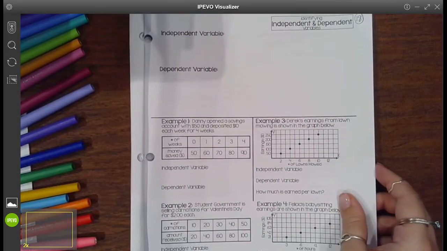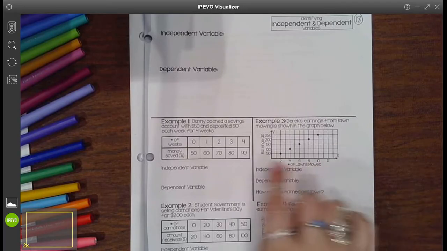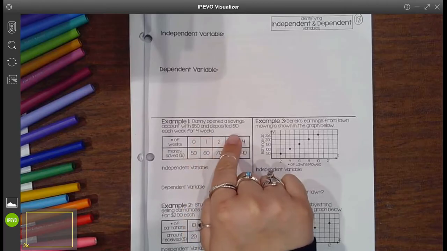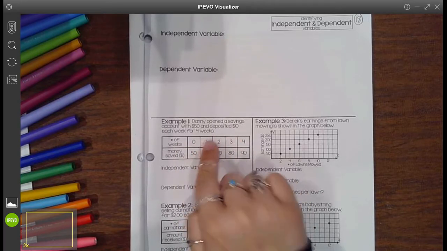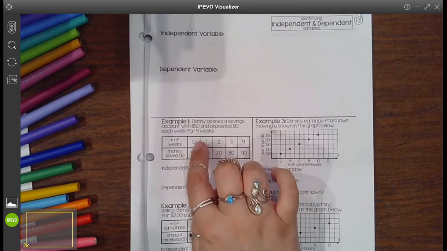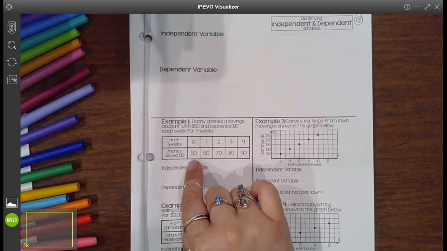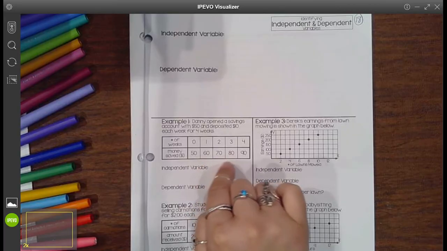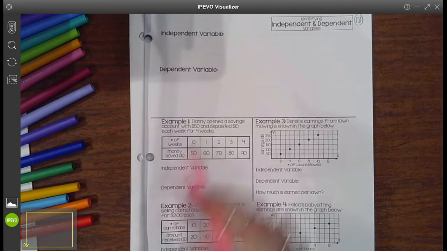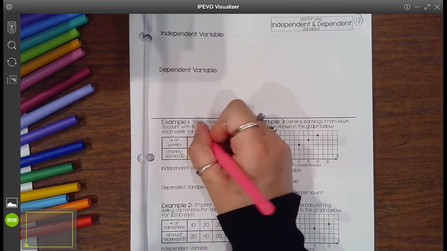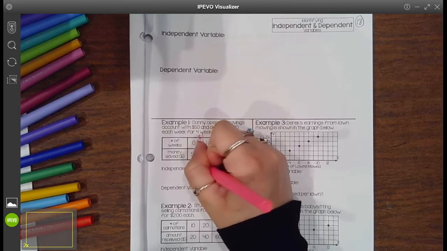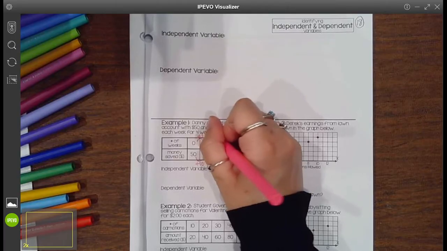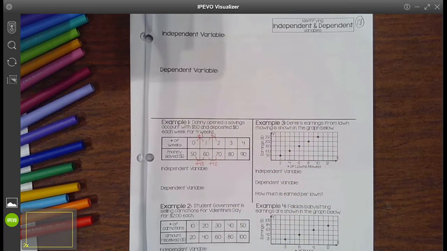So for the first one, example one, they say, Danny opened a savings account with $50 and deposited $10 each week for 4 weeks. And then they gave me a little table. So at the start, he had $50 because that's how much he put in. Then each week after that, it increases by 10, right? So as 1 week goes by, it increases by $10 each time you go up another week, in case you were asked to complete the table yourself.